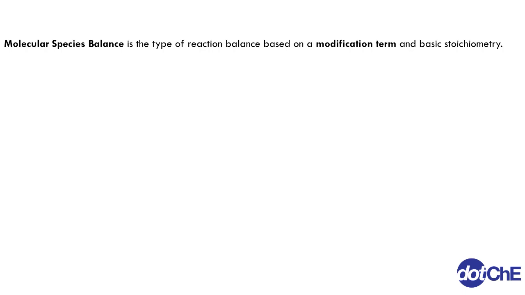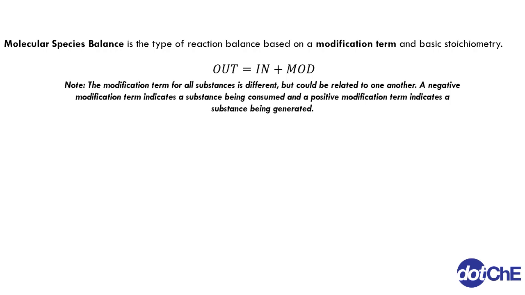Now let's move on. In chemical engineering, there are three reaction balances that you could do. The first of which is molecular species balance. The molecular species balance is a type of reaction balance based on the modification term and basic stoichiometry. Thus, our general equation becomes out is equal to in plus a modification term. Please note that the modification term for all substances is different, but could be related to one another through stoichiometry. A negative modification term indicates a substance being consumed, and a positive modification term indicates a substance being generated.